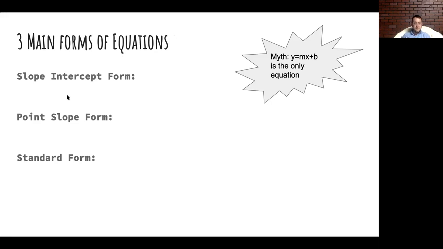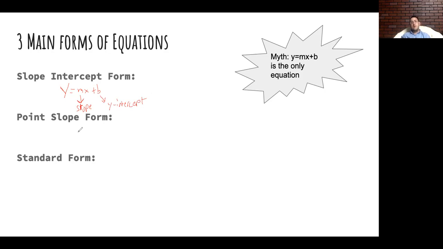So y equals mx plus b is going to be our slope-intercept form. And it is extremely important that you know what your variables stand for. So the m is your slope, and then your b is your y-intercept. So y equals mx plus b is useful when there is a slope and a y-intercept.